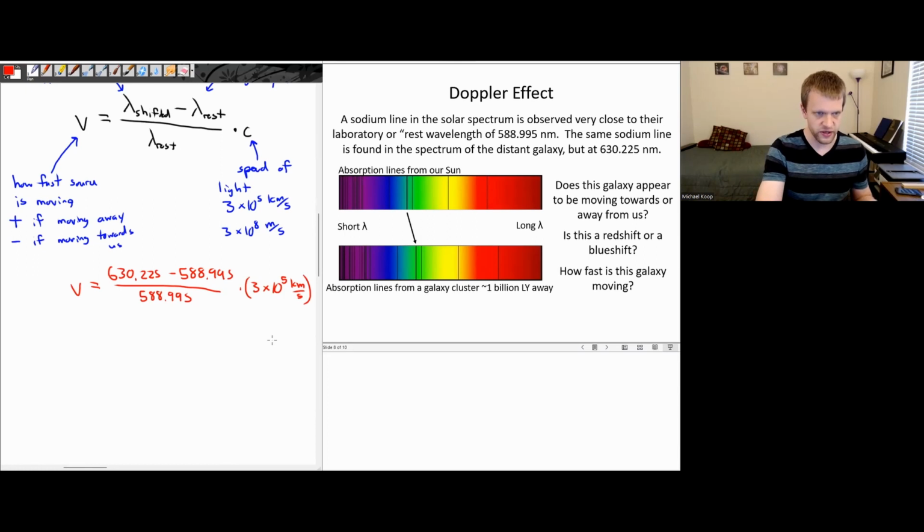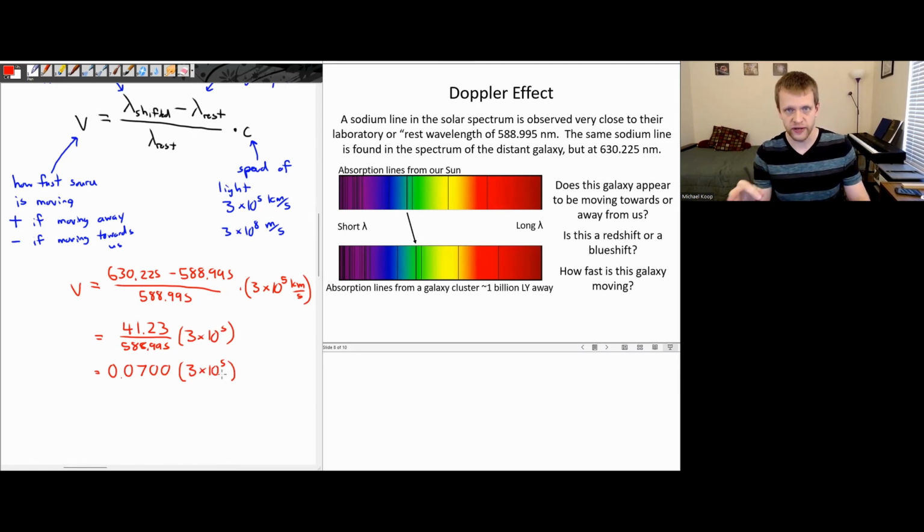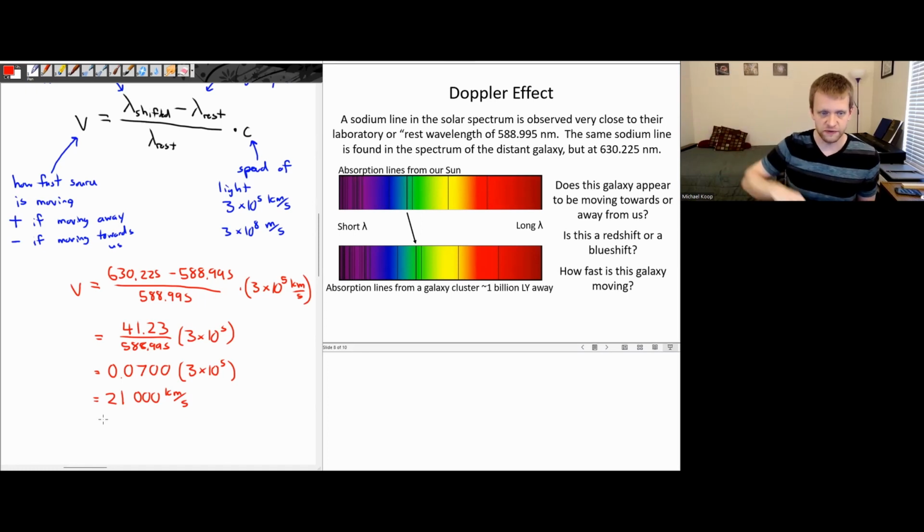So let's just look at what's in the numerator here. If I take this difference, I got 41.23. So this is 41.23 over 588.995 times our speed of light. If I just do that division part, I got very close to 0.07, just putting in 3 significant digits for that, because on Lon-Capa, it will want you to use 3 significant digits for all calculations, so make sure you're using that throughout the calculations. And if I multiply this by the speed of light, I get pretty much exactly 21,000 kilometers per second. This value is positive, so the object would be moving away from us. We have a redshift in this case.